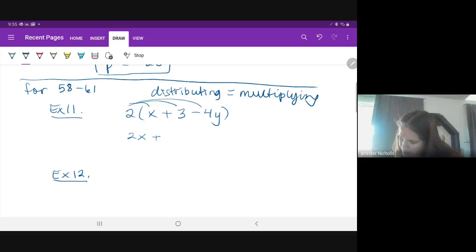Okay, so this is plus 6. And then what's 2 times negative 4y? It is opposite signs, so that would be negative. That's for multiplying. Multiplying opposite signs is negative.